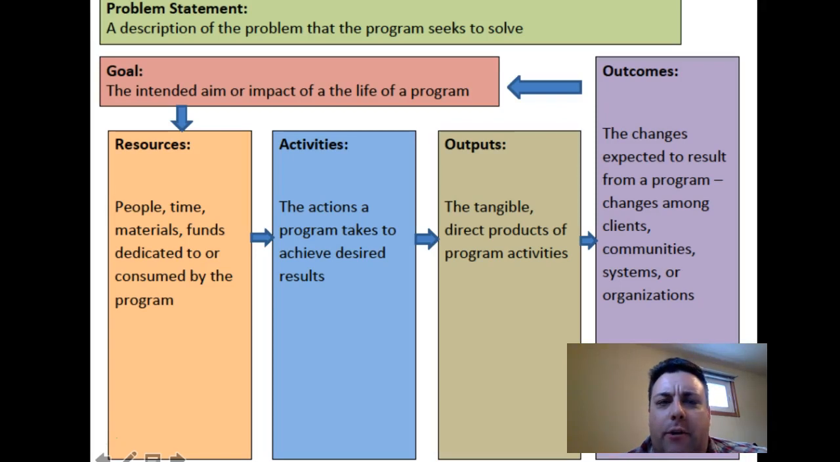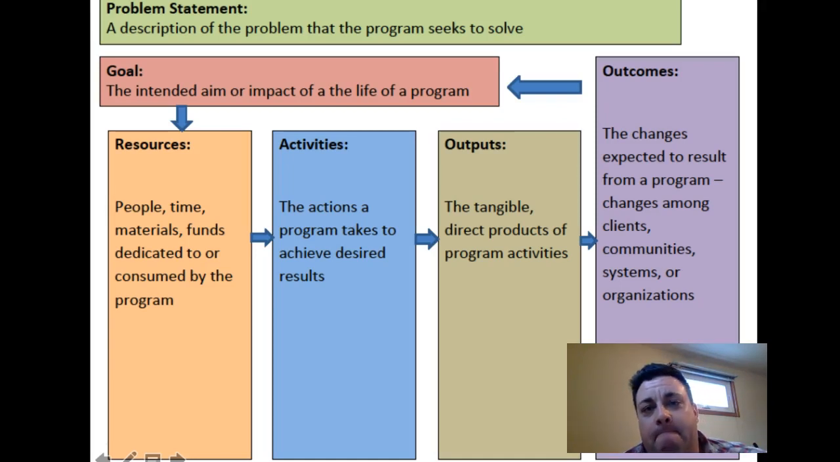But ideally, what should happen is those outcomes over time are helping a program achieve or realize its goal. So let's just walk through these one more time. A problem statement is really just a description of a problem that the program seeks to solve, and it could be just about anything.